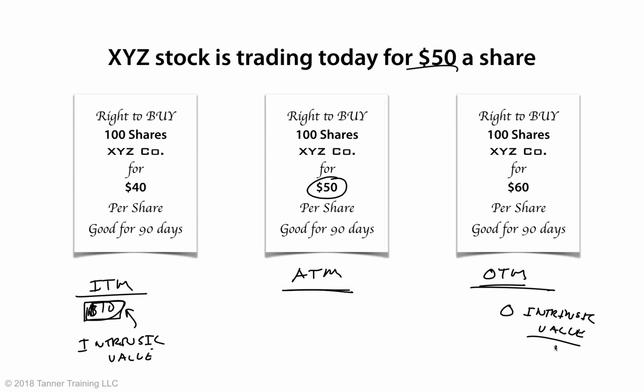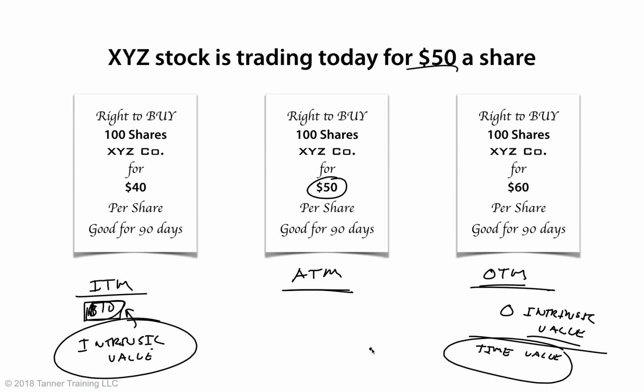So why would someone pay for this? Well, what it would have is what we call time value or extrinsic value. Let's say this was a month-long contract. Well, who's to say it doesn't get above 60 in a month? It has potential. So when you look at an option, you want to see, does it have any intrinsic value and does it have any time value? What is it?